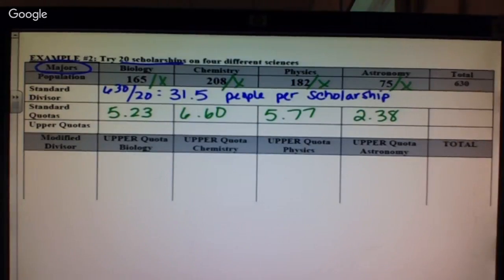Upper quotas then. 5.23 becomes what? Upper. 6. 7. Everything rounds up no matter what your decimal is. Okay. So 7, 6, and 3. Fantastic. Okay. And that gives us 22. We've got to bring that down. Remember, my goal is 20. So we have to make the 31 go up, right? So I need to make 31.5 go up.